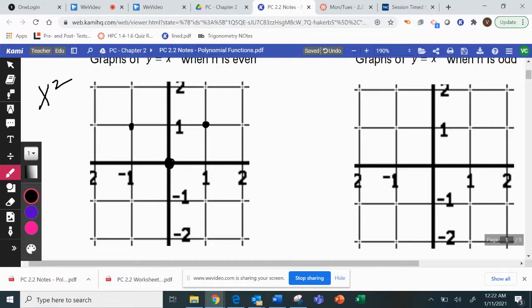And this is a parabola, and we're only going to see just a little bit of it. And this is an approximation also, not perfect.